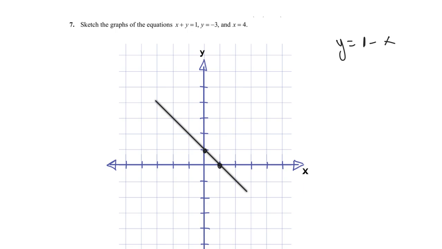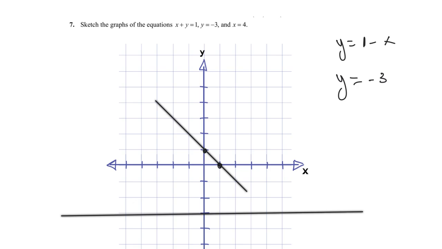Now, what is the line y equal minus 3? Y equal minus 3 is the line whose height is always minus 3. What is this line? The line whose height is always y equal minus 3 is this line, y equal minus 3.